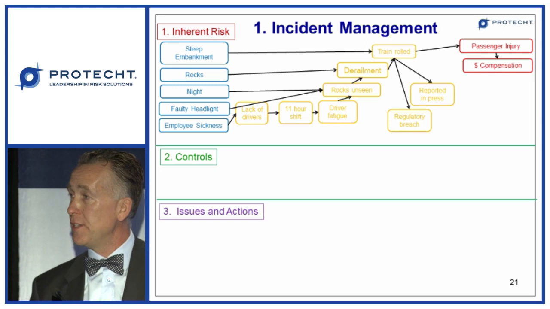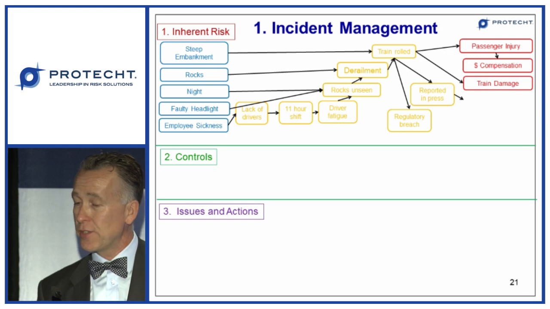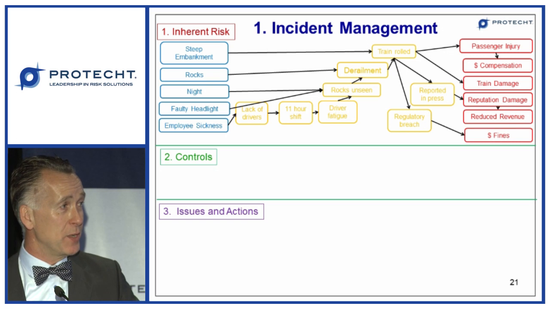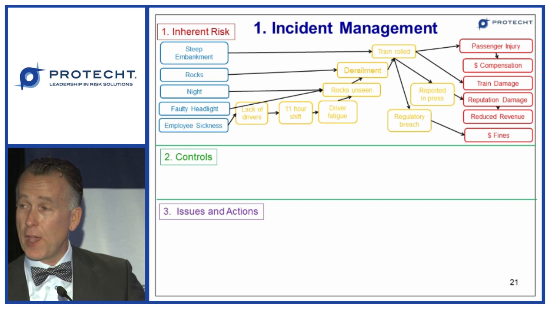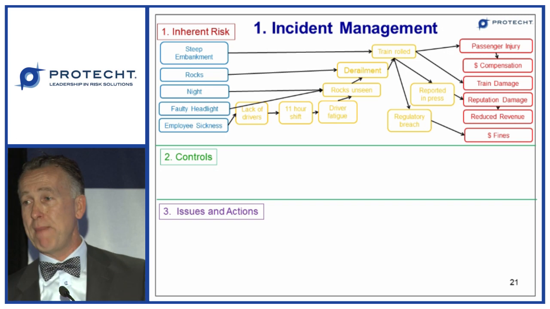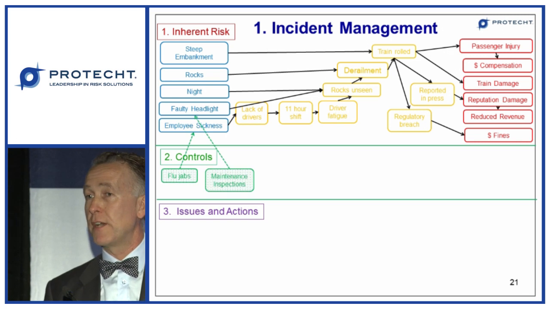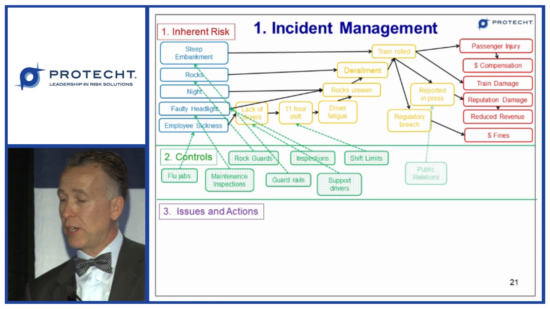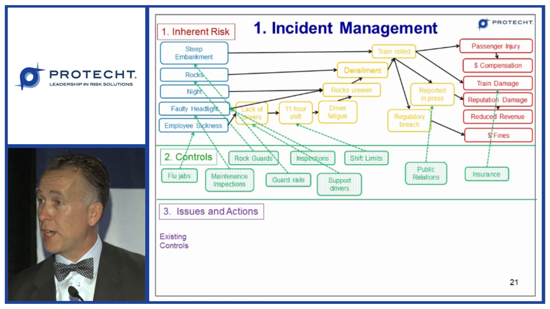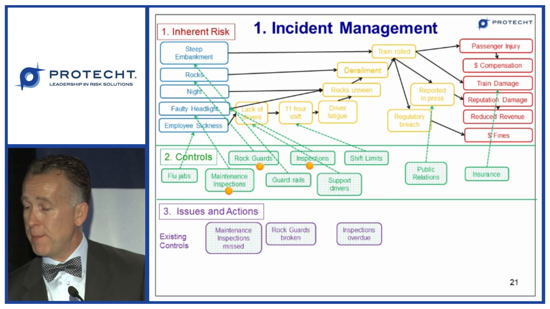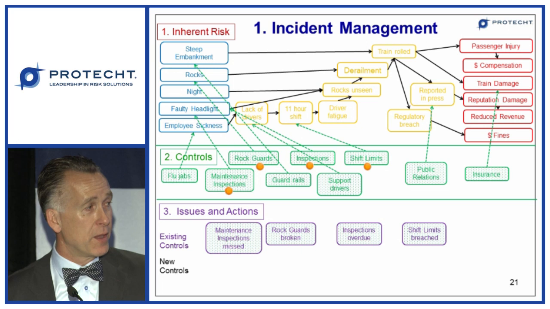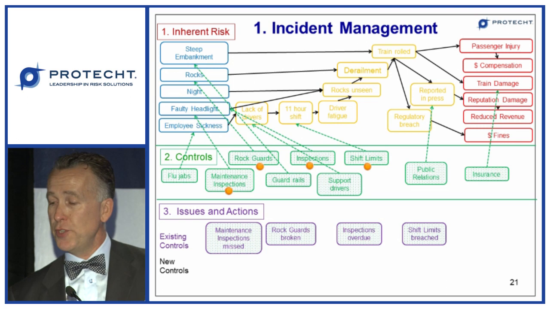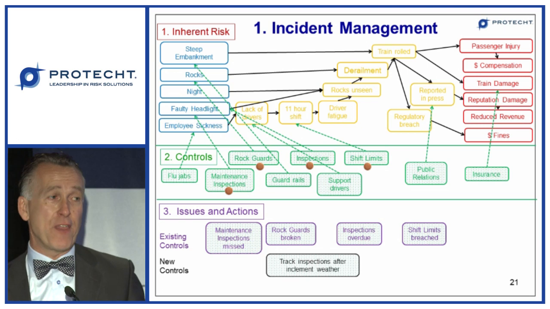What we can then do is analyse what went wrong. We obviously understand at this stage the causes from an inherent risk perspective. Now, those inherent causes we can't influence, in the sense we can't stop them happening. There will be steep embankments, there will be rocks that fall off cliffs. What we can do, however, is manage that risk, and we do that through our controls. So now we would critique those controls and see where they are weak. First of all, we would look at existing controls and go, maybe maintenance inspections were missed, rock guards were broken, inspections were overdue, shift limits were breached. We would then raise an issue, and hopefully we then come up with a solution of a strengthening of those controls through actions. We also might come up with new controls, track inspections after inclement weather, perhaps.